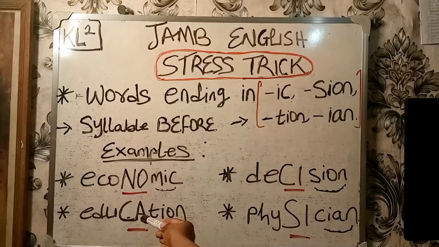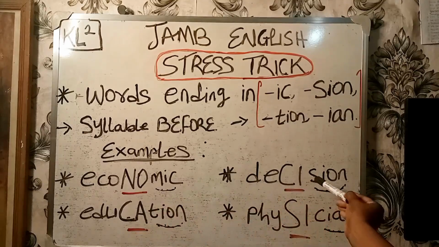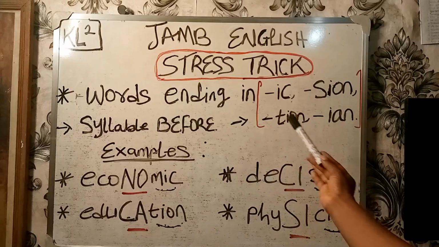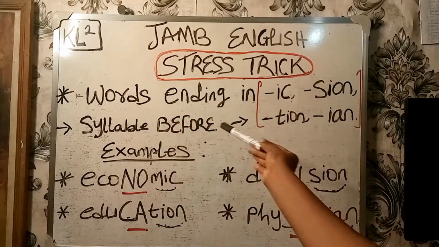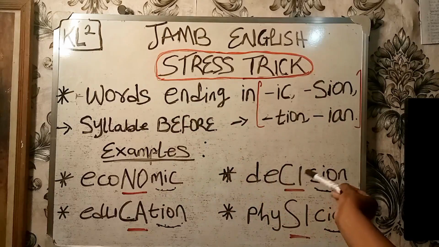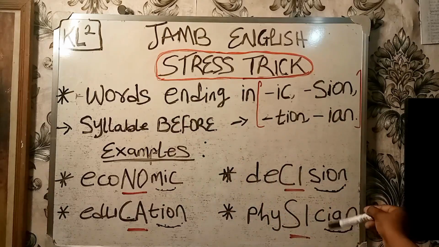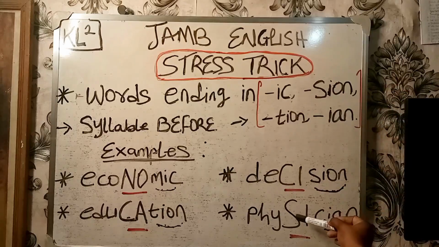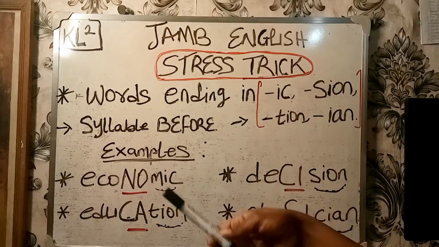For education, this one obeys the TION rule. CA is capitalized. Same thing for decision. This one obeys the SION rule. Same for physician. This one obeys the IAN rule. So you stress the syllable that comes before these endings.